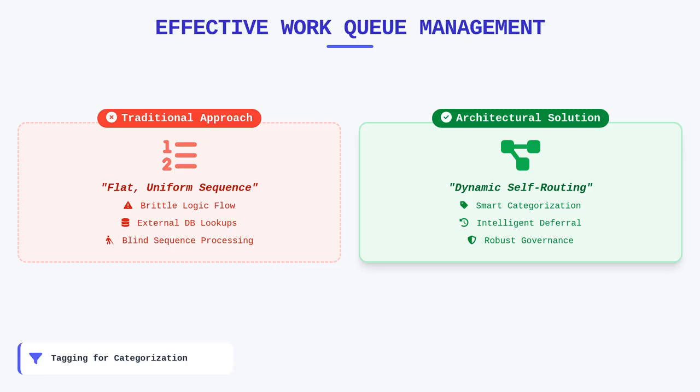Blue Prism provides the tagging and deferral mechanisms precisely to solve these architectural challenges. Without these tools, a developer is forced to rely on external database lookups or complex, brittle logic within the Process Studio flow itself. By embedding this business logic directly into the queue management lifecycle, you gain the ability to create dynamic, self-routing workflows that react intelligently to the data they hold. This approach not only improves the robustness of your automation, but also significantly simplifies the governance and auditability of your transactional processing paths.